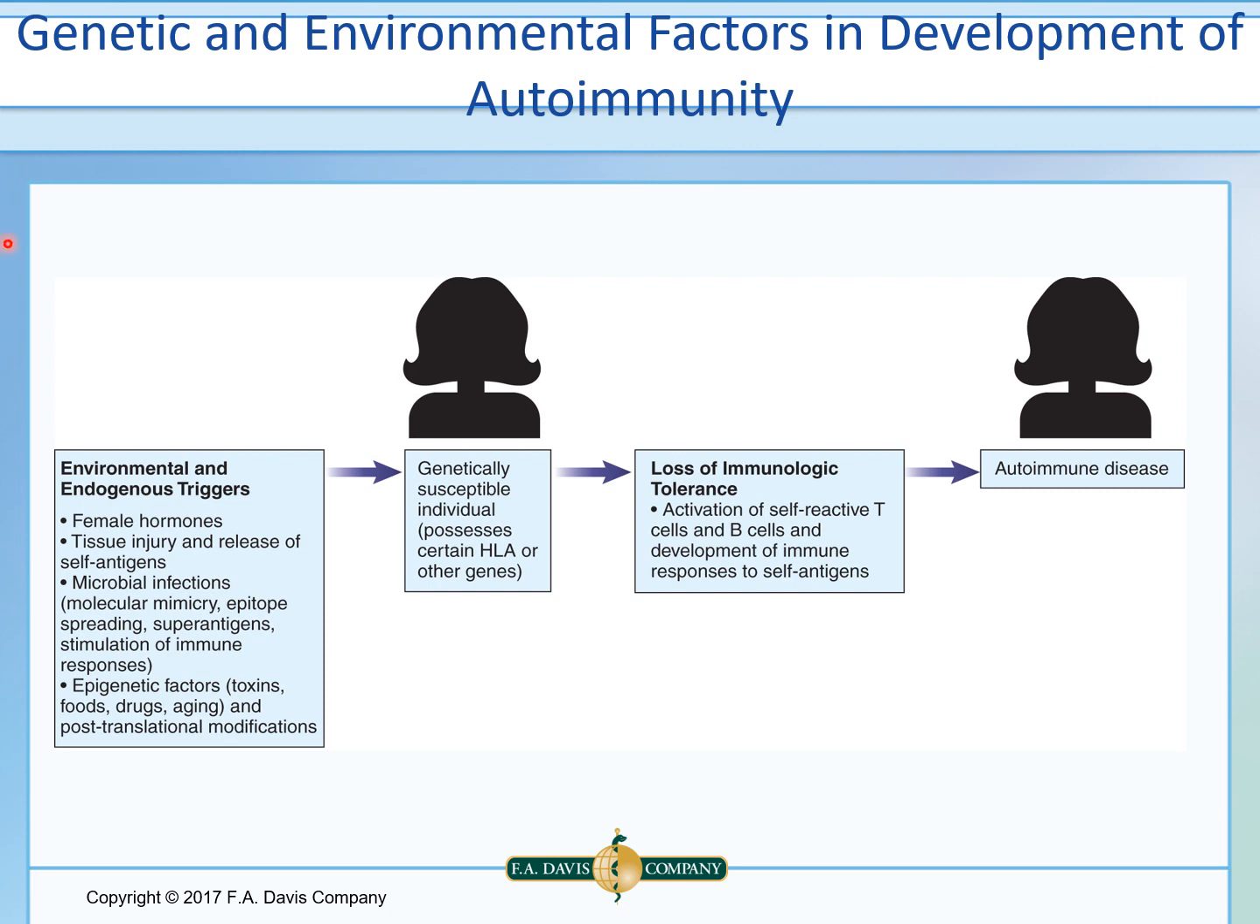Autoimmunity is thought to result from complex interactions between both genetic and environmental factors. So inheritance of certain genes may make some individuals more susceptible to a particular autoimmune disease, such as specific HLA types, which can determine the effectiveness of antigen presentation, and MHC genes, which influence development and regulation of immune responses. Exposure of genetically susceptible individuals to endogenous and environmental factors can then trigger autoimmune responses.